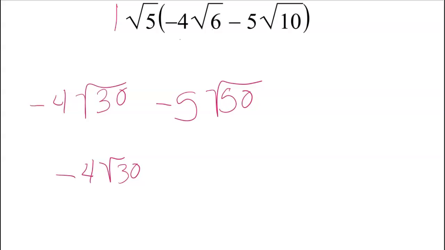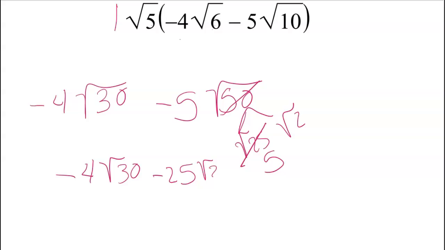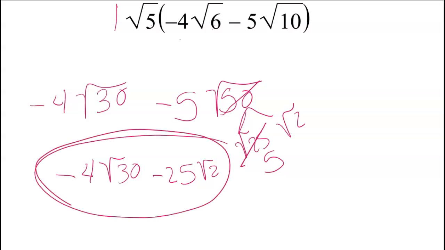Is there a perfect square that we can factor out of the 50? Sure. 25 and 2, right? Well, square root of 25 is 5. So now we have negative 5 times positive 5. That's negative 25. And then that random radical 2 there. Make sense?